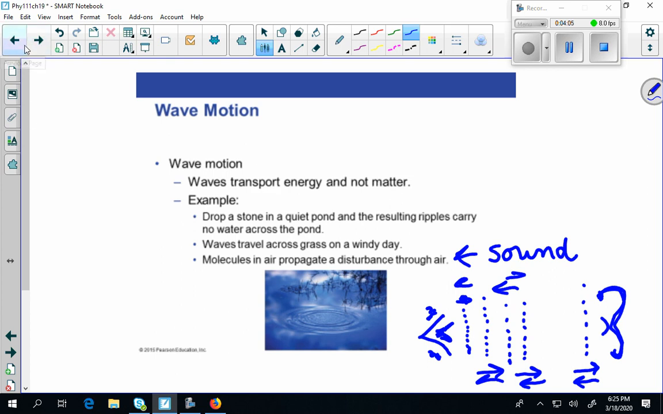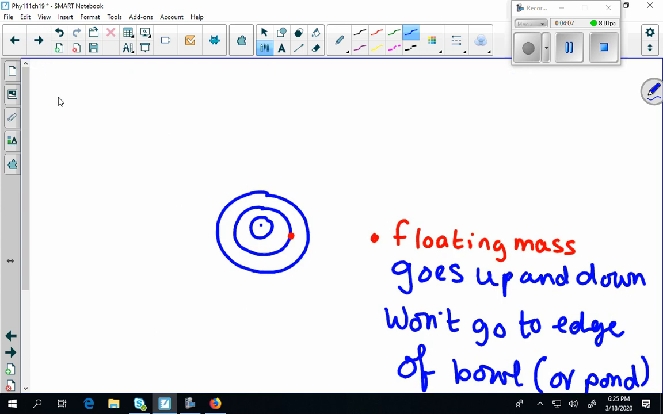Okay. Let's look at the next slide. So let's say you have a nice big bowl of water, like the biggest mixing bowl you can find in your kitchen, or if you want to fill your bathtub, something like that. If you take a little thing that floats, and if you actually want to try this at home, I'd recommend you do it. Why not?